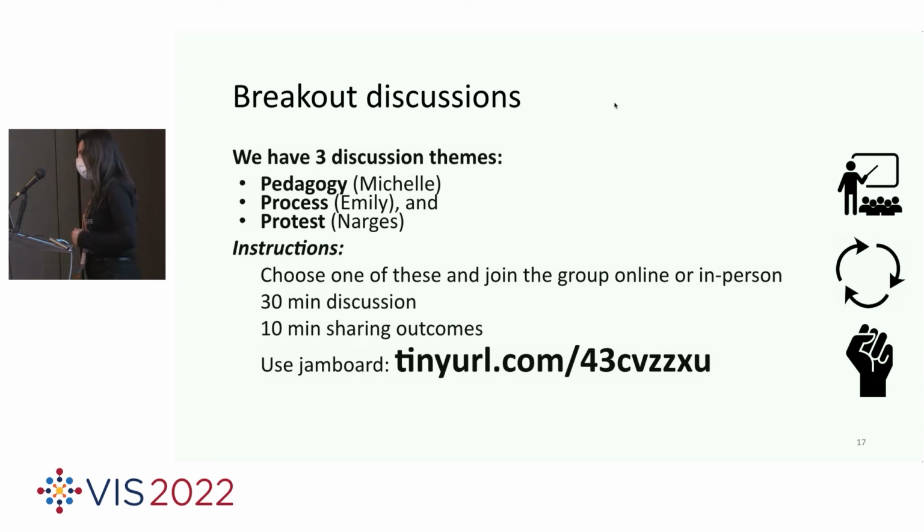So we have 3 discussion themes, which are the same as the themes that were running for the workshop this year. Pedagogy, which is going to be run by Michelle, process by Emily, and I'm going to lead the protest one. So, instruction: we want you to choose one of these and join the group either online in a breakout room or in person. And then we'll have 30 minutes of discussion. We're going to use Jamboard to help you with this, a board where you can put sticky notes, have discussions and organize your thoughts. And then for 10 minutes, we're coming together as a whole group to share the main outcomes and main thoughts that came out.